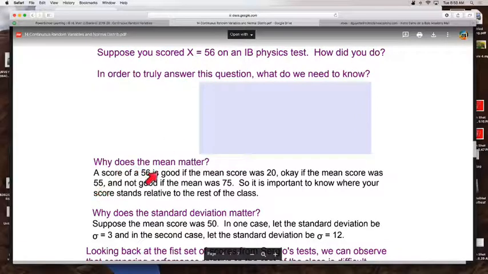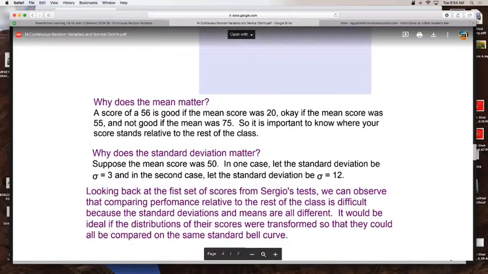So 56 is a good score if the average was 20. It's an okay score if the average was 55, because he's just slightly above average. And it's kind of a bad score if the average was 75. So it's important to know where your score stands relative to the rest of the class. So that's what the mean does. What about the standard deviation? Well, let's suppose that the average was 50, and I got a 56. Well, if the standard deviation was 3, then a 56 is really good. But if the standard deviation is 12, then a 56 is only halfway to being one standard deviation above the mean.